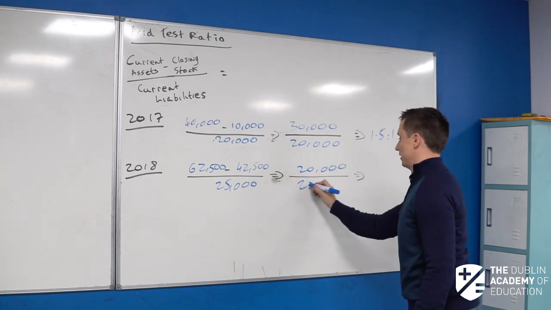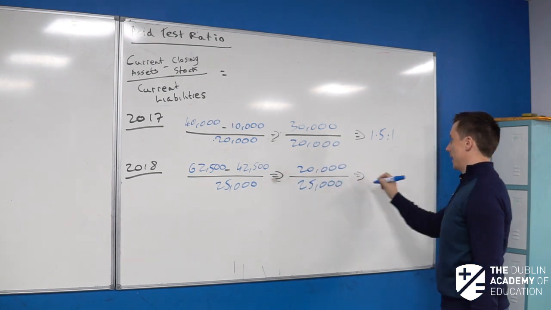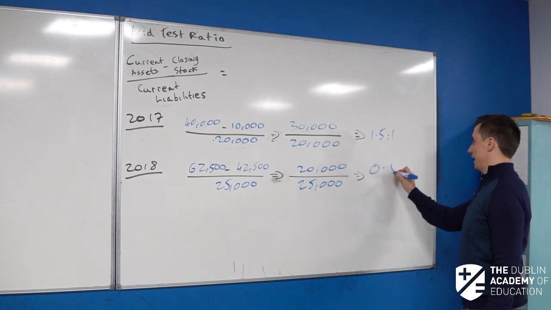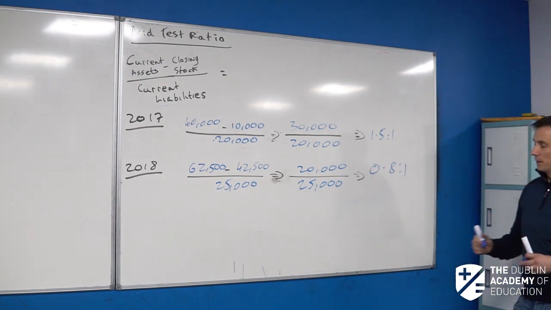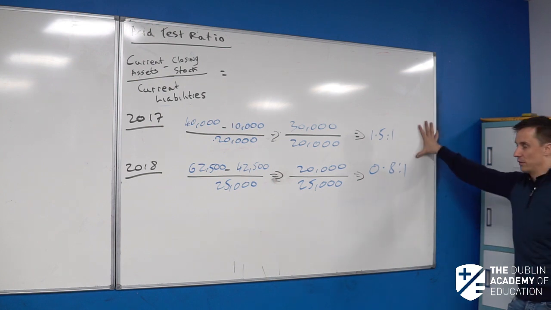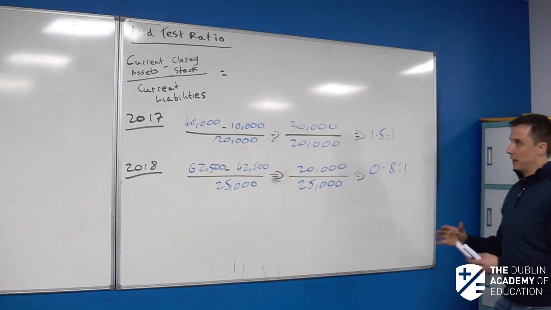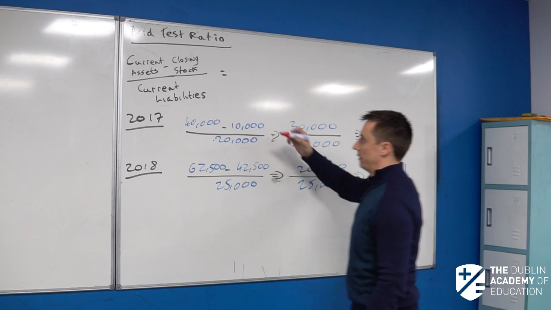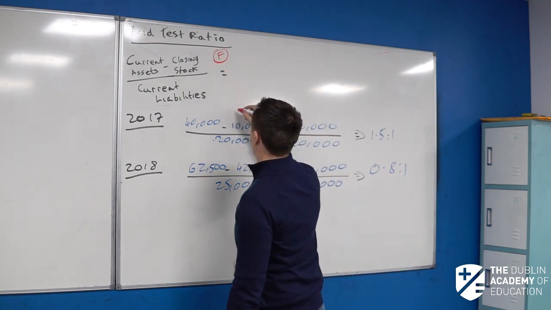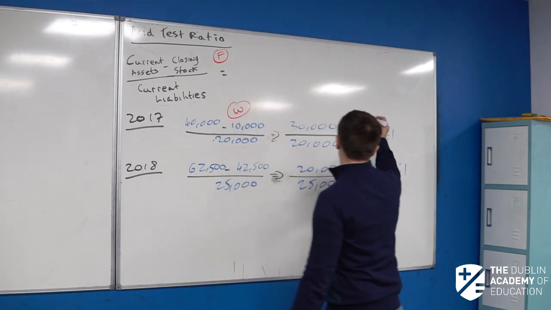And I divide that by 25,000. And that gives me 0.8 to the ratio of 1. Okay, so looking at that there, fairly straightforward, nothing too tricky there. Again, guys, put yourself in the examiner's scenario. Okay, formula, your workings, and then the correct answer.